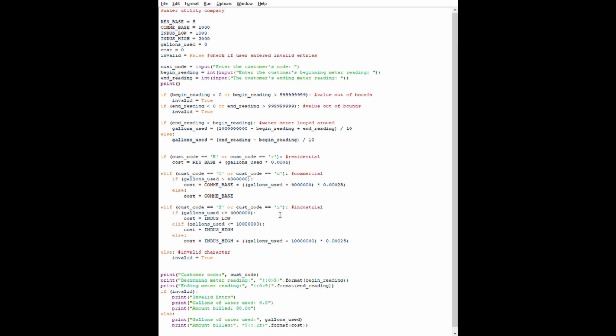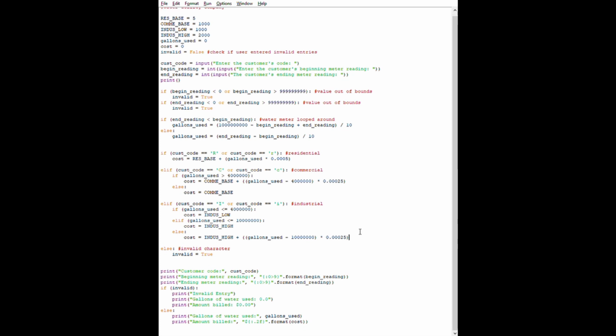And so if they entered the industry area code, then that means if the gallons used is less than 4 million, it'll simply be the base price, and that's it. But if not, and it's less than 10 million, then the cost is going to be the higher base price for industry, which is $2,000. And if it's not that, if it's beyond 10 million, then it's going to be that base price plus the extra amount they used times 0.00025. Now, if they had an invalid character, that means the invalid flag is going to be set to true.